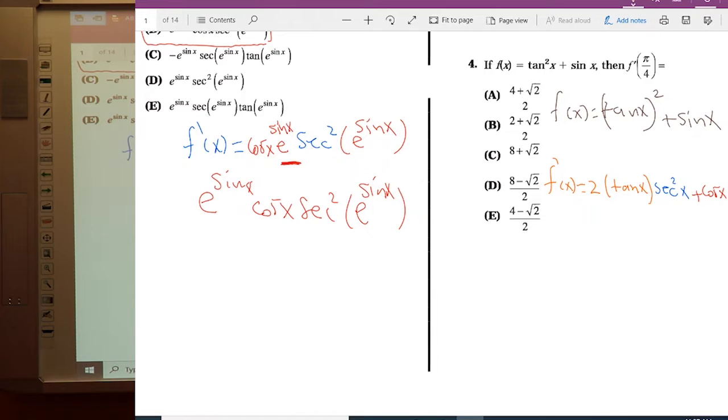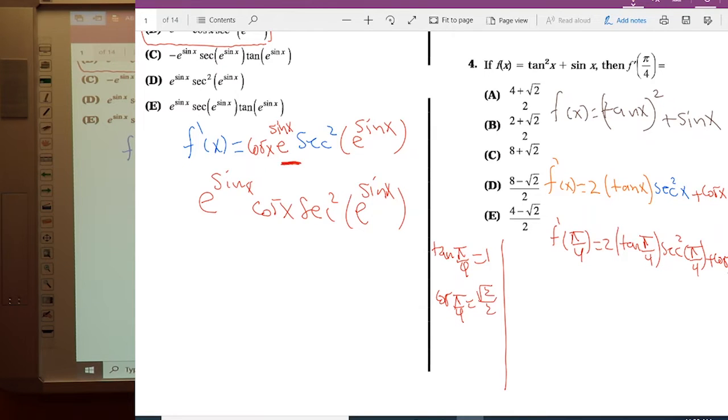Now what does he want? He asked me, after I found the derivative, to go back and replace x by pi over 4. Then he wants f prime of pi over 4, equal to tan pi over 4, and if you memorize these simple angles, cosine pi over 4. Let me just review this. Tan pi over 4 equals 1. Remember this. Cosine pi over 4 is square root of 2 over 2.